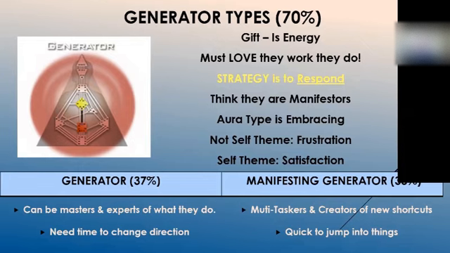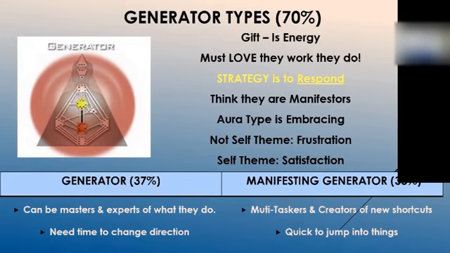So the strategy is to respond. I'm going to go into the strategies a little bit more on a different slide. But what this means, if you look at the next line, is that generators actually think they're manifestors. Generators, whether a manifesting generator or a generator, tend to get an idea and then just want to make it happen. We don't want to wait for somebody to tell us, or wait to respond, or wait for anything. So many times it's like, I got an idea, I'm ready to go, let's do it. The problem with that is it's completely contrary to how we're designed.